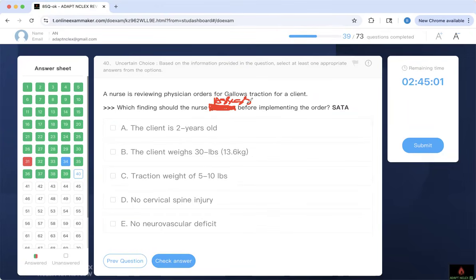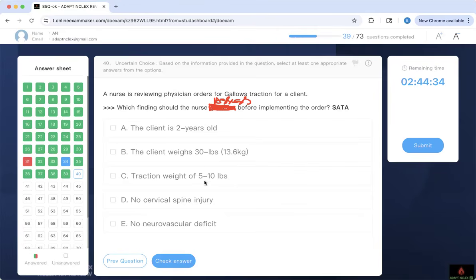A nurse is reviewing a physician order for gallows traction for a client. Which findings should the nurse assess before implementing the order? There are certain things associated with gallows traction. You have to know if all of them are satisfied before you can institute it. 2-year-old, weight 30 pounds, traction 5 to 10 pounds, no cervical spine injury, no neurological deficit. What do you think?